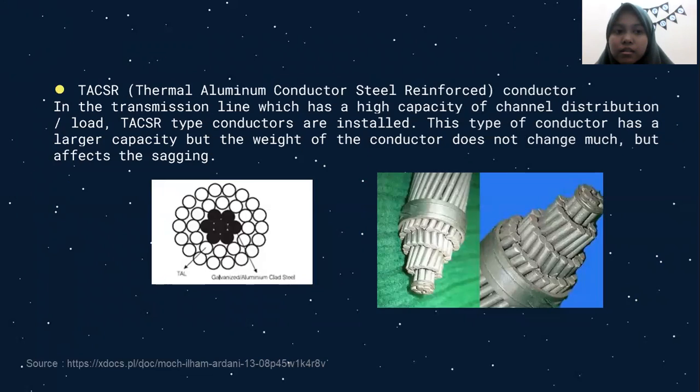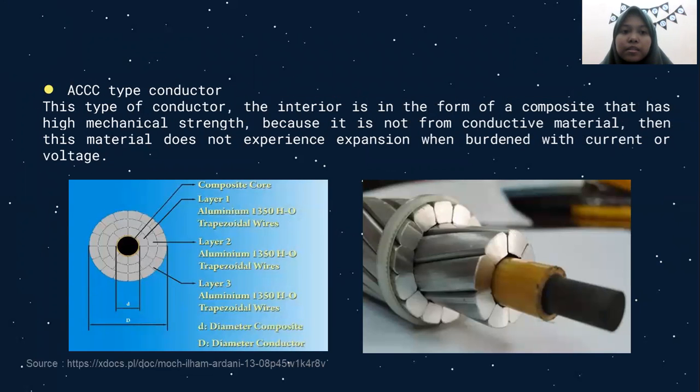Number three is ACCC type conductor. In this type of conductor, the interior is in the form of a composite that has high mechanical strength because it is not from conductive material. Then this material does not experience expansion when heated with current or voltage.